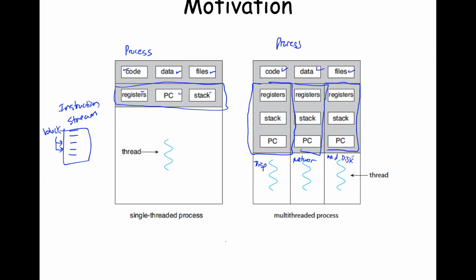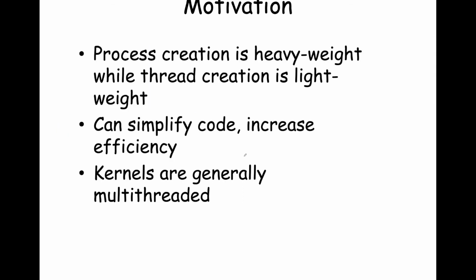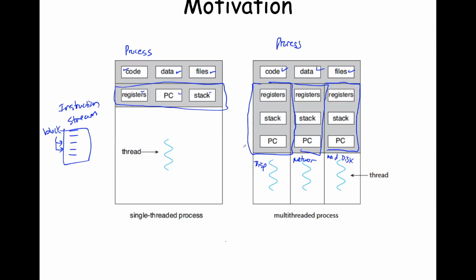And this all happens, quote unquote, at the same time because each one of these instruction stream executions is happening at the same time. Okay, so why do we have threads at all? Well, process creation is very heavyweight, but thread creation relatively is very light. And what happens when you have processes?